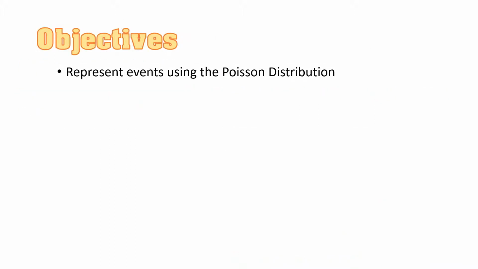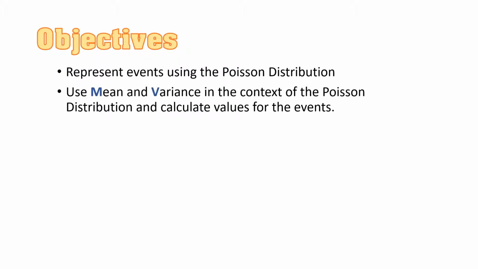The objectives of the lesson are to represent events using a Poisson distribution, use mean and variance in the context of a Poisson distribution, and calculate values for these events for the mean and the variance.